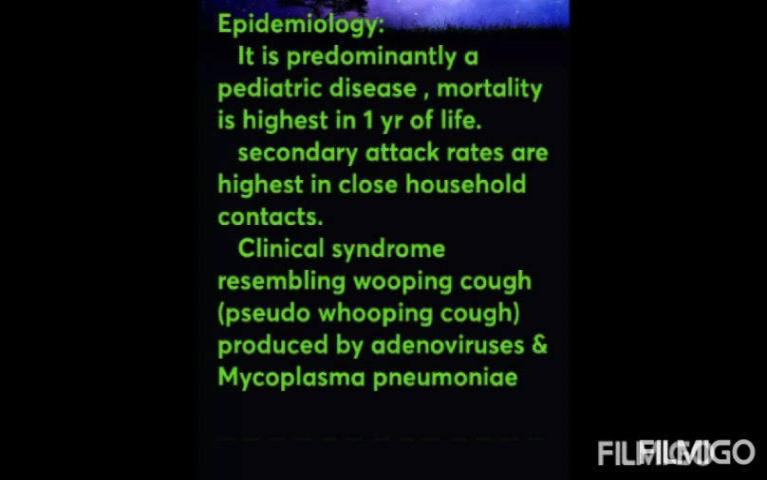The source of infection is the patient in the early stage of the disease. Infection is transmitted by droplets and fomites contaminated with oropharyngeal secretions. Whooping cough is one of the most infectious bacterial diseases, and non-immune contacts seldom escape the disease. A clinical syndrome resembling whooping cough, that is pseudo whooping cough, is produced by adenoviruses and Mycoplasma pneumoniae. It resembles whooping cough but is not exactly whooping cough.